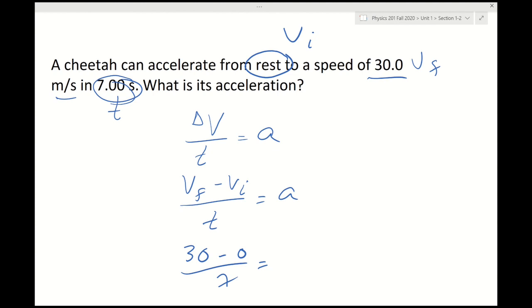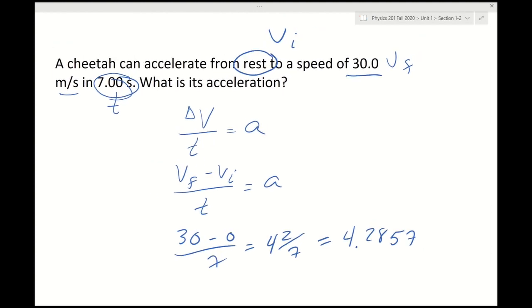Which is equal to 30/7, or 4 2/7 if you want to look at it as a fraction, and that's going to give an exact answer. If you are looking at it as a decimal value, that's 4.2857 and so on. Now let's look at our significant digits. 3, 3, and rest is defined as 0, so that's 4.29.